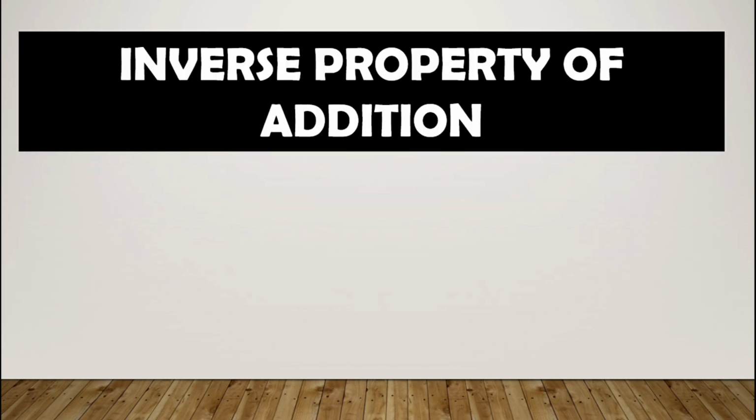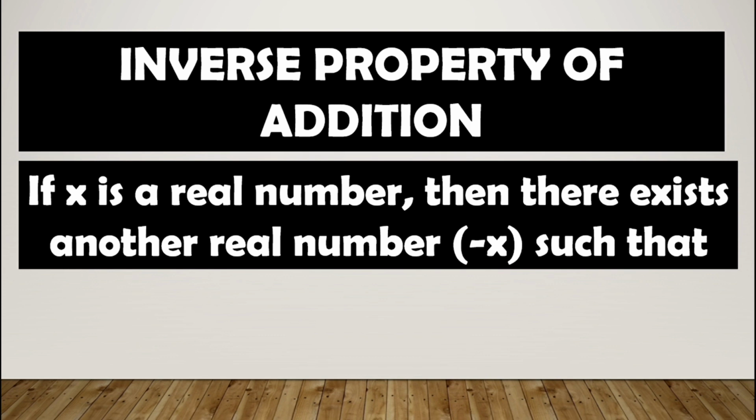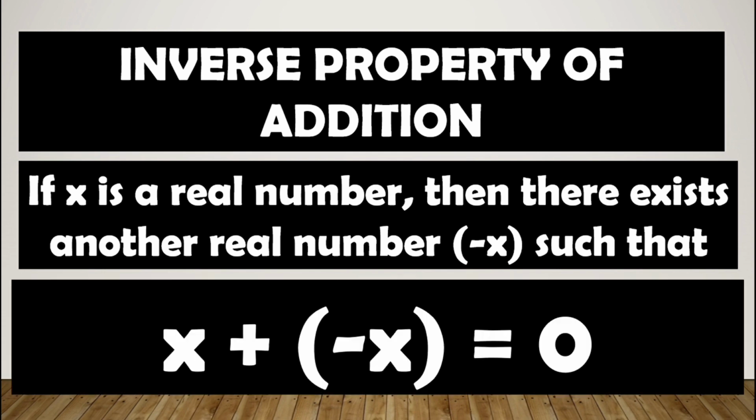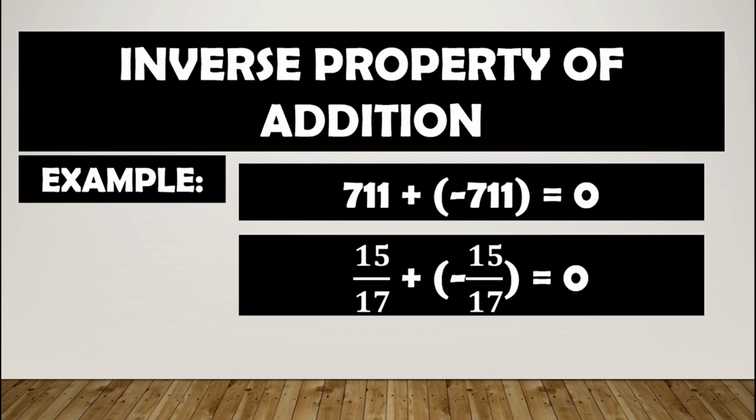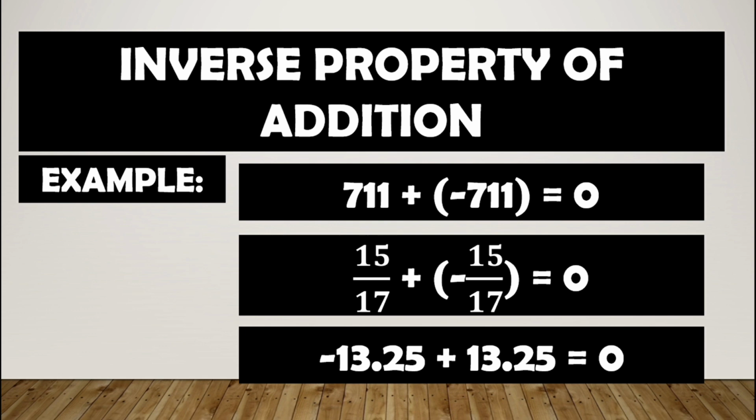Inverse property of addition. If x is a real number, then there exists another real number, and that is negative x, such that x plus the quantity negative x equals 0. Example, 711 plus the quantity negative 711, the result is 0. 15 over 17 plus the quantity negative 15 over 17, the result is 0. And negative 13 and 25 hundredths plus 13 and 25 hundredths, the result is also 0.